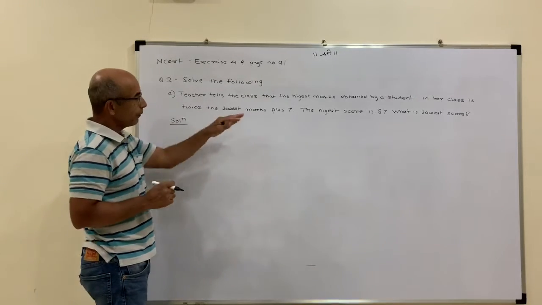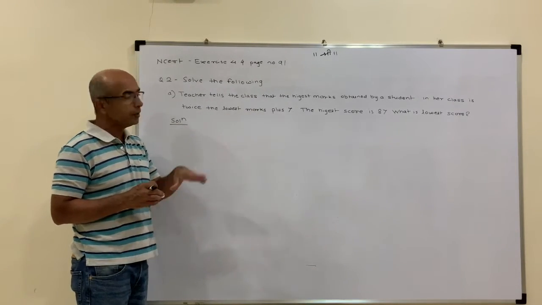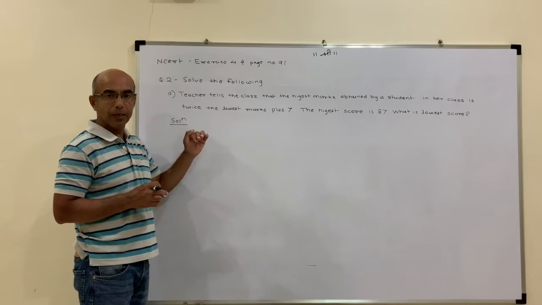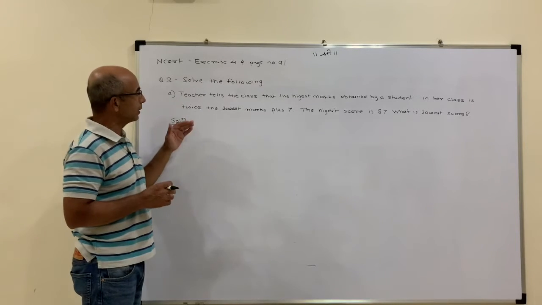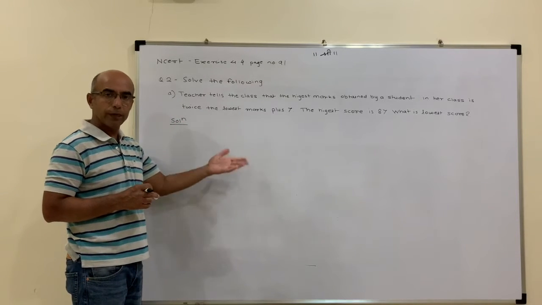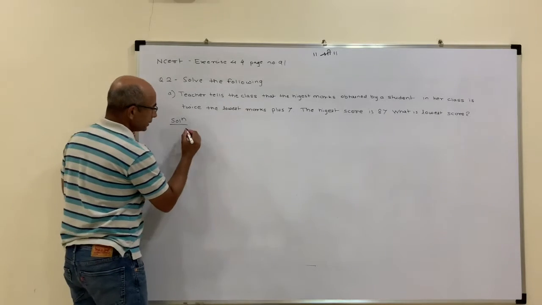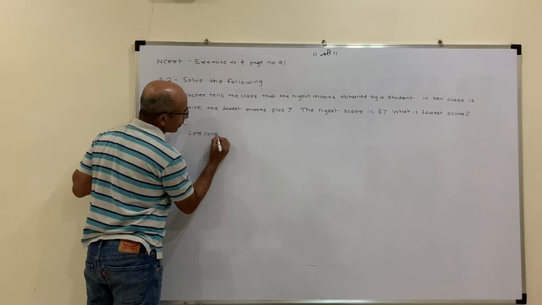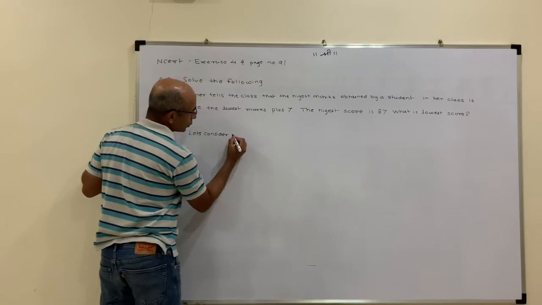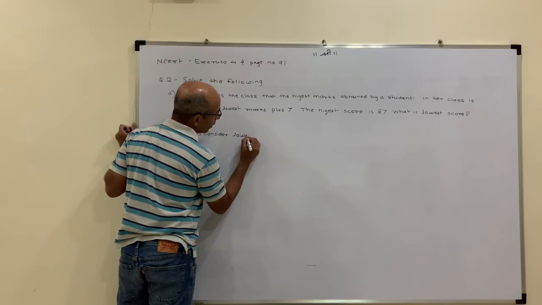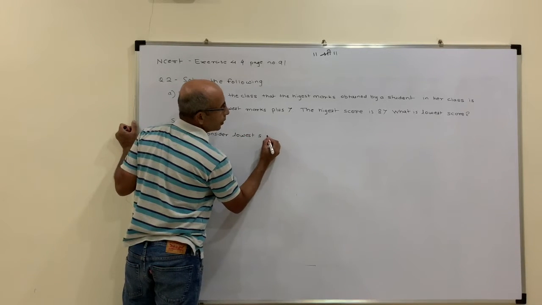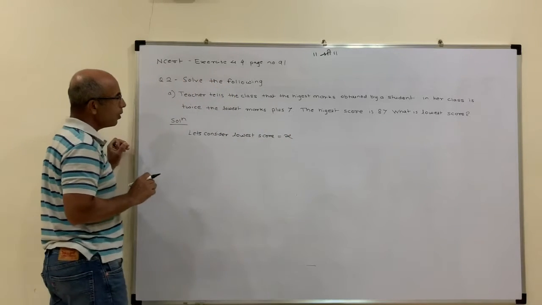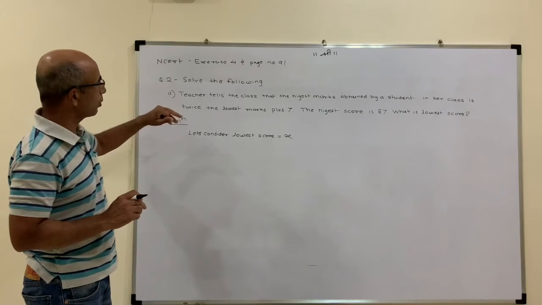To start, here we will be solving this problem in two stages. In the first stage we will be building an equation, and then in the second stage we will be solving that equation. Now let's consider the lowest score equals x.